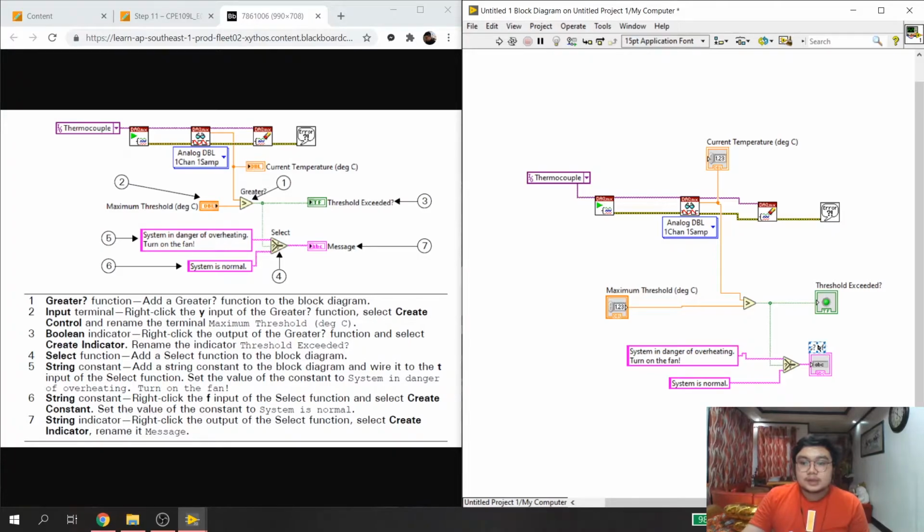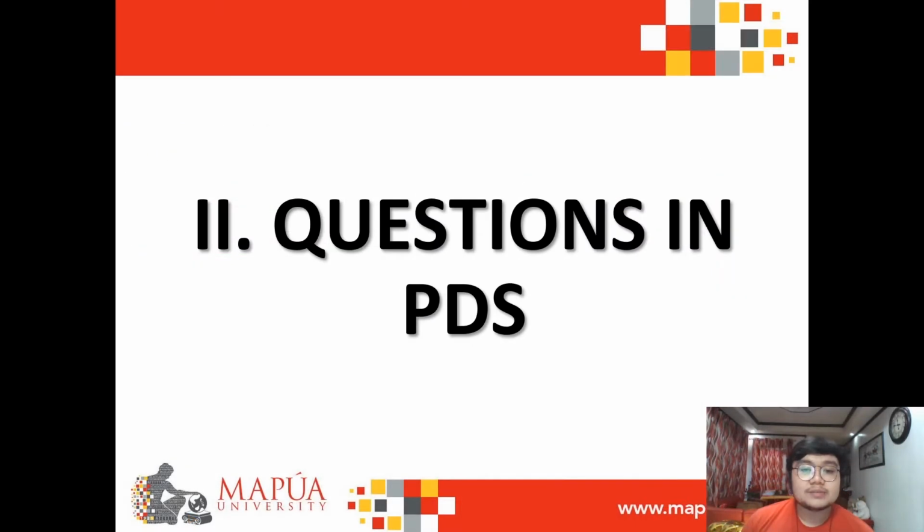Okay, and then rename this to message. Oh, it's already done. So this ends the step-by-step procedure for the laboratory experiment 2. So second, proceeding to questions in PDS.